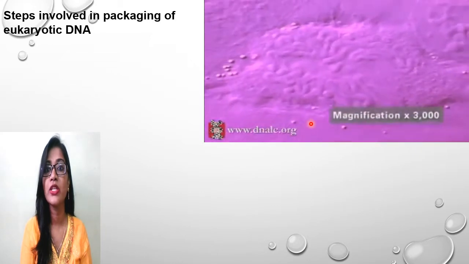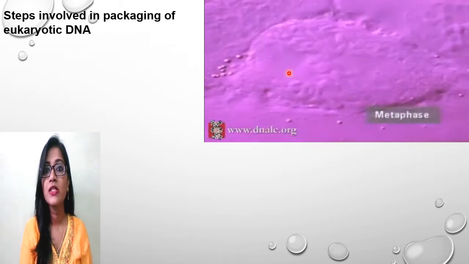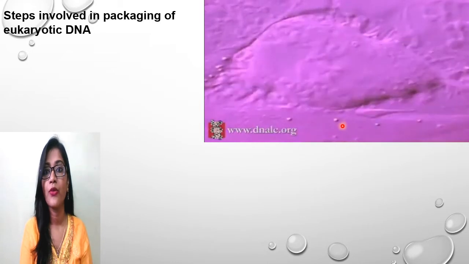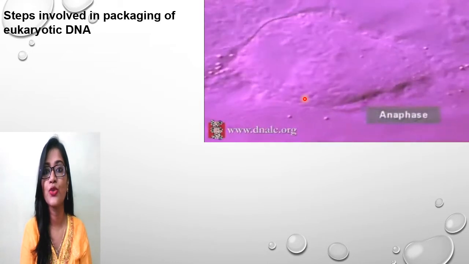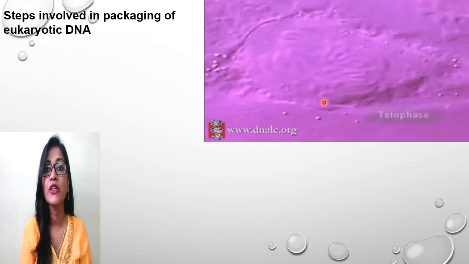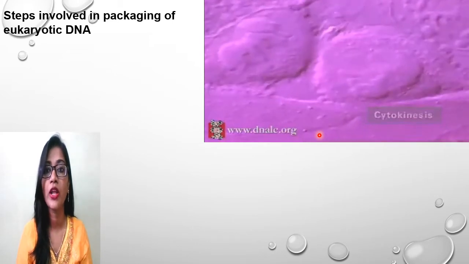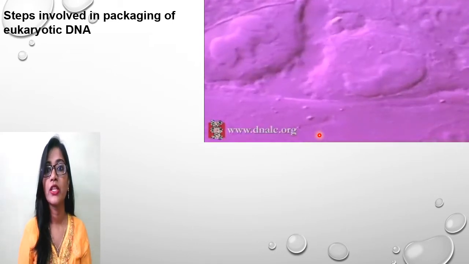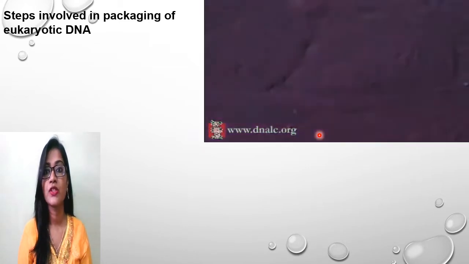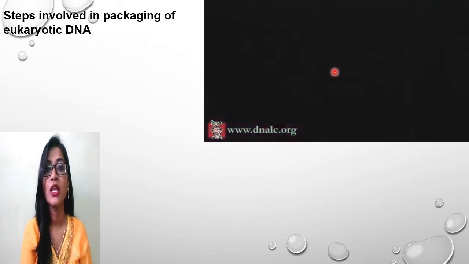Can you observe that? Now it is the chromosome and this is the cell. Here you can observe these are the chromosomes, right? And this is the metaphase, then anaphase. You have studied cell division, right, in your 11th standard. See how beautifully the telophase, which is the last phase, and cytokinesis, and from a single cell the two cells get formed. So these were the various steps involved in the packaging of eukaryotic DNA. Let's try to understand each and every step one by one.